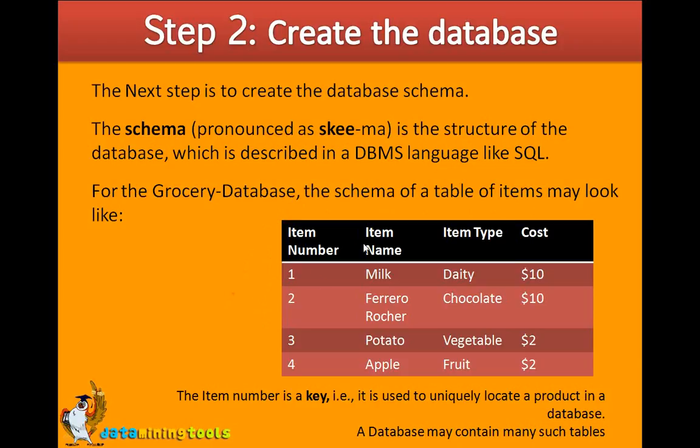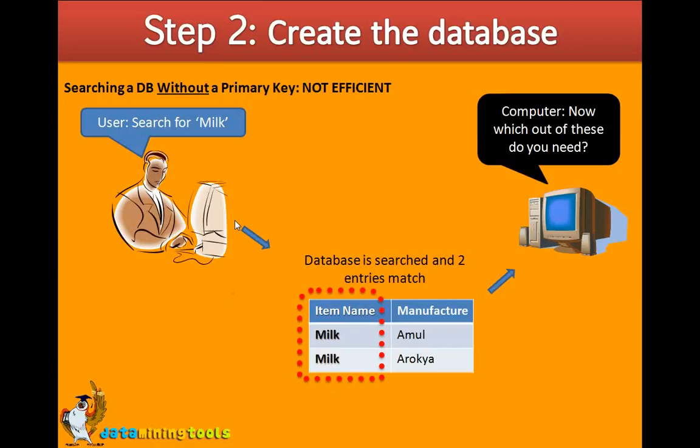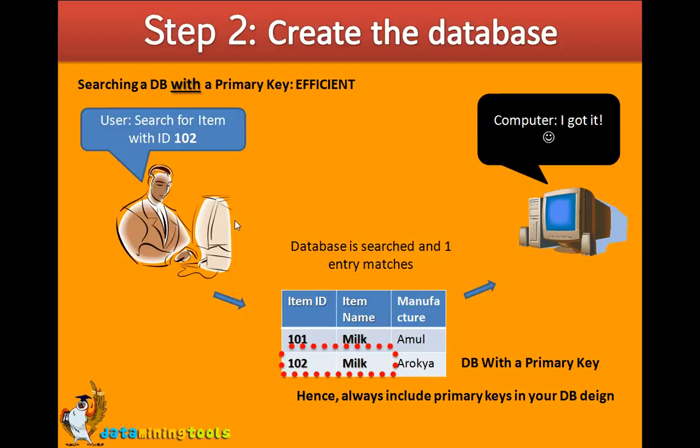So over here, you can observe that the item number is treated as a primary key or simply a key. So as we have seen earlier, a primary key is an entity which is used to uniquely identify a particular record in a table. So a database may contain any number of tables. Now let's analyze the question of why a primary key is essential in a database table design. Now say Mr. John is searching for details of an item, milk, in a grocery table which doesn't contain a primary key. So the result would be that more than one record is selected, which is not a precise way of searching.